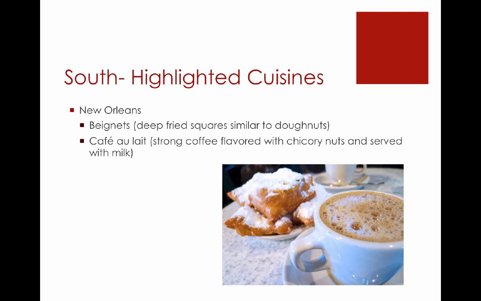But you have to promise me you will do this. If you ever get to New Orleans, you will go to Café du Monde, and it is the place to go to get beignets. And these are, you see right here, deep fried squares of goodness. They're kind of like a donut, but clearly they're not shaped like a donut, and they're served with powdered sugar.